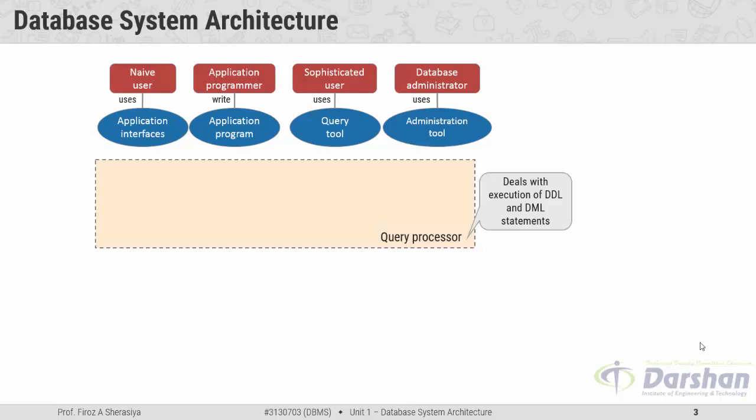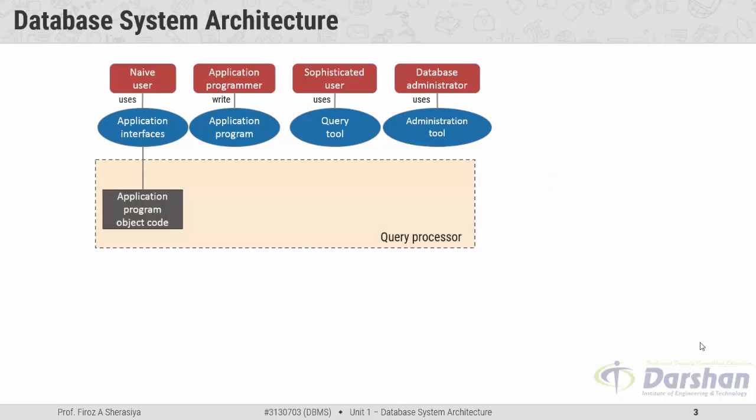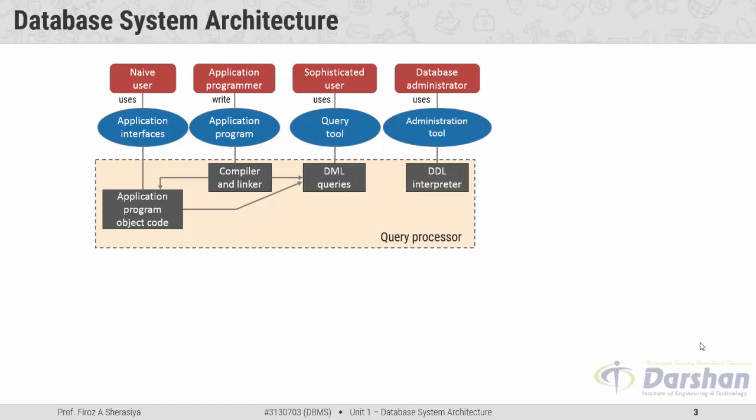Now let us see different types of components of query processor. First one is application program code, which is directly connected with application interface. Then after compiler and linker, this compiler is connected with application program which will compile that application program. Then comes DML queries, that is data manipulation language queries such as insert, update and delete, which are connected with query tools which is used by sophisticated user. Then comes DDL interpreter. Now what will this DDL interpreter do? It simply interprets DDL statement into a set of tables containing metadata.